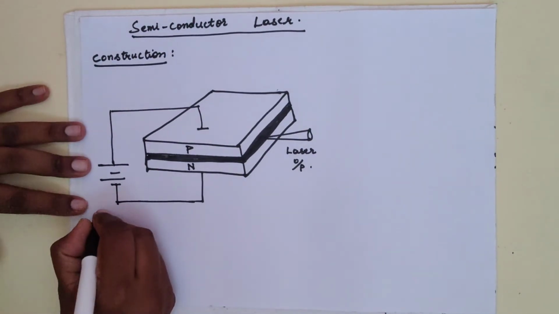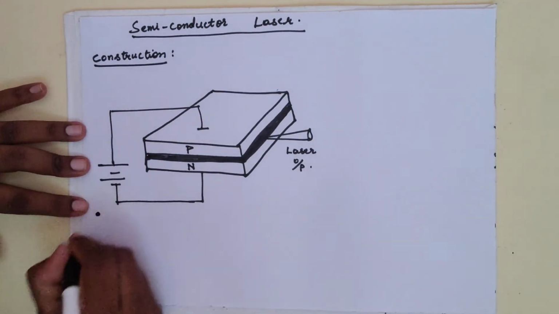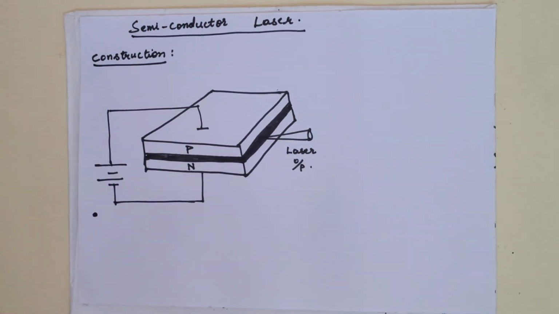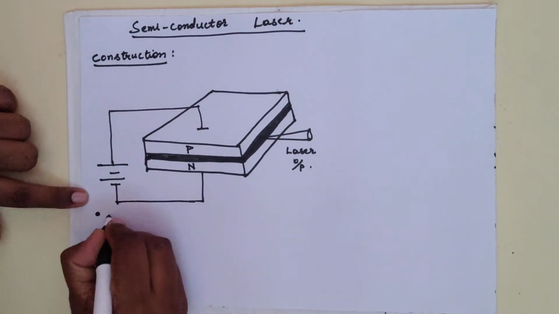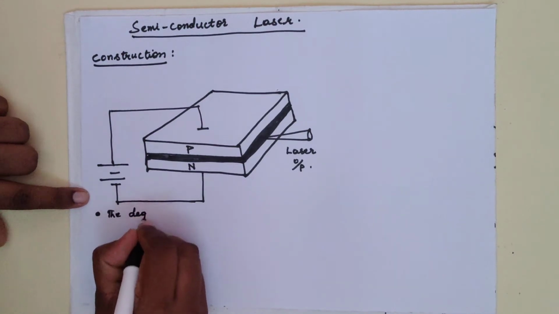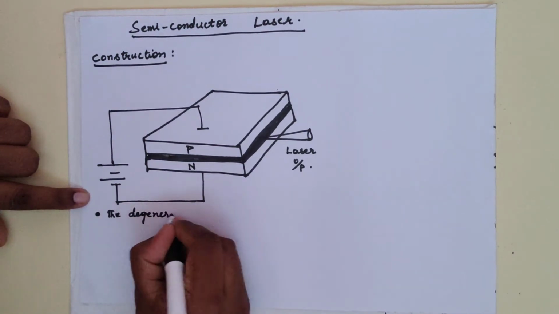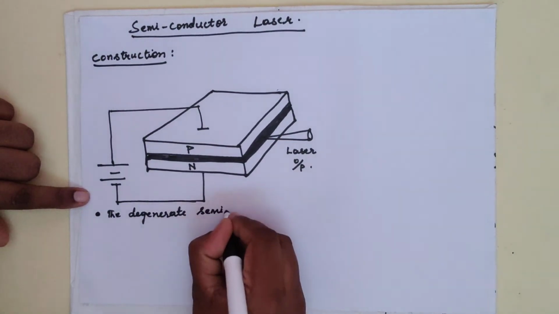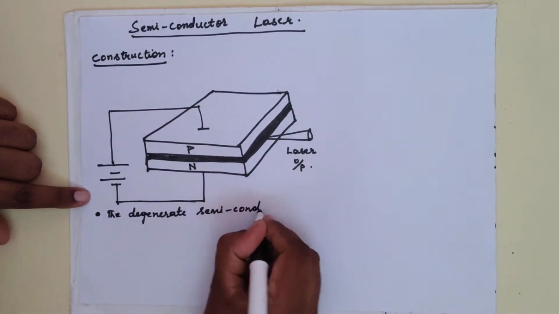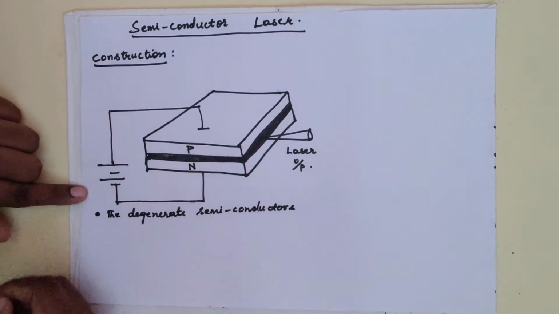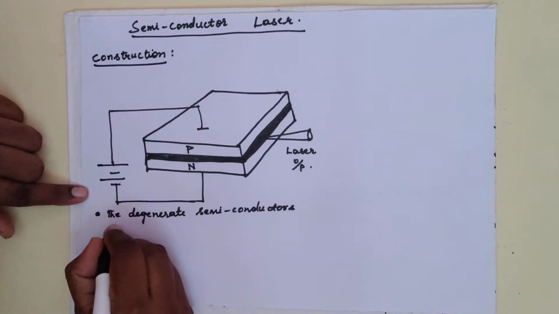So I am going to write the key points here one by one. What are the key points that you need to write when we are going to explain the semiconductor laser? First, degenerate semiconducting materials have to be chosen, or degenerate semiconductors are used here.